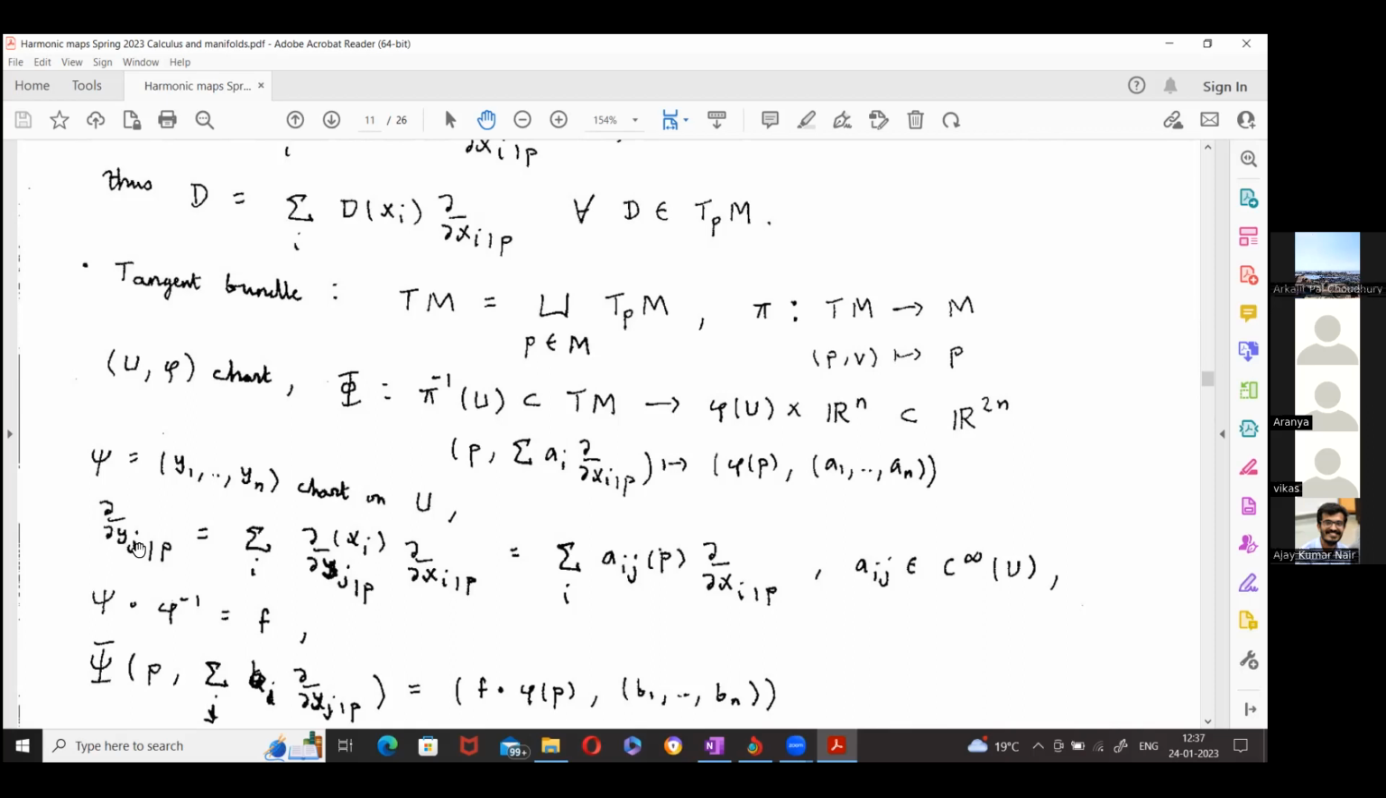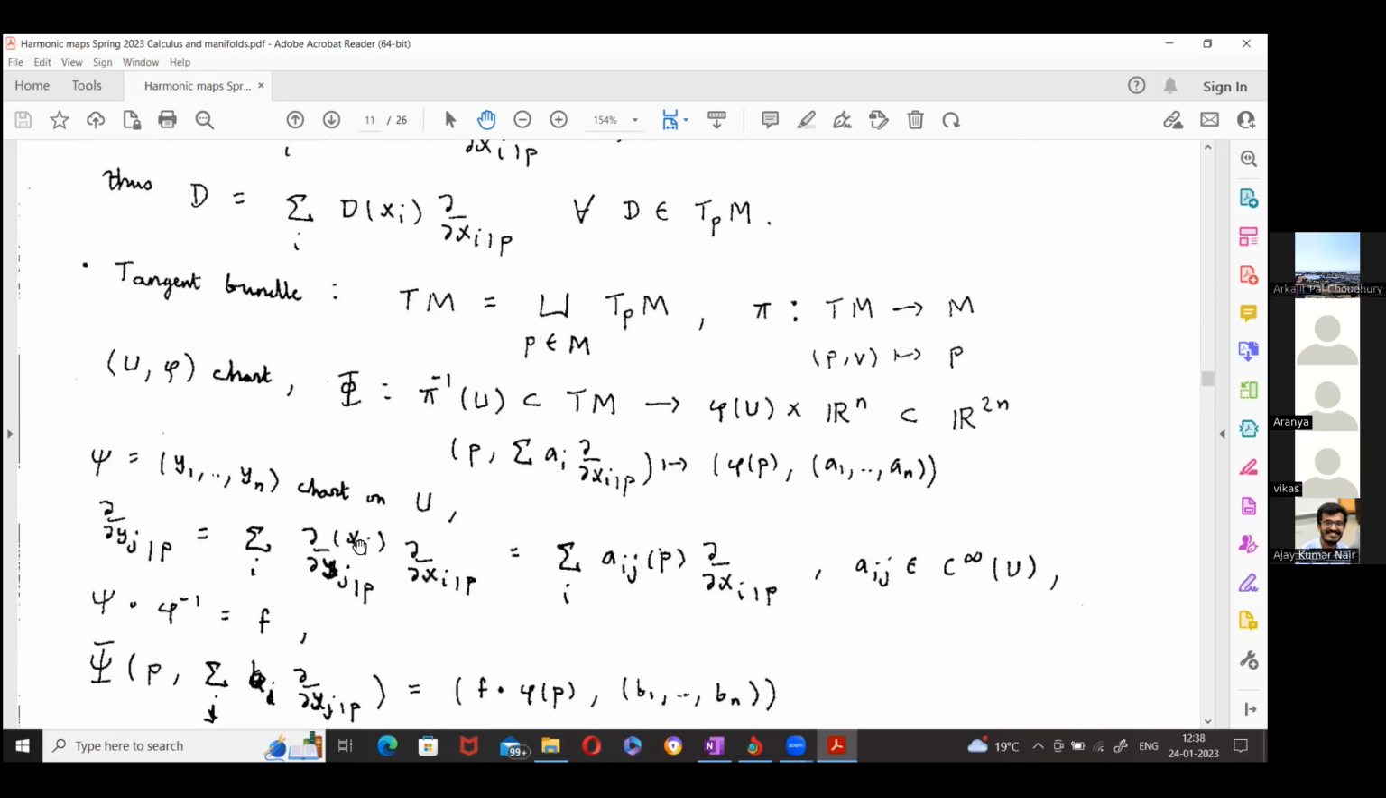But now I know that ∂/∂yj I can express in terms of the old basis ∂/∂xi, right? So I use this formula. Any tangent vector d is equal to the sum over i of d(xi) ∂/∂xi at p. This gives me a way to express any tangent vector in terms of the basis ∂/∂xi. So if I apply this formula with d equal to ∂/∂yj, then ∂/∂yj at p becomes the sum over i of (∂/∂yj at p acting on xi) times ∂/∂xi at p.